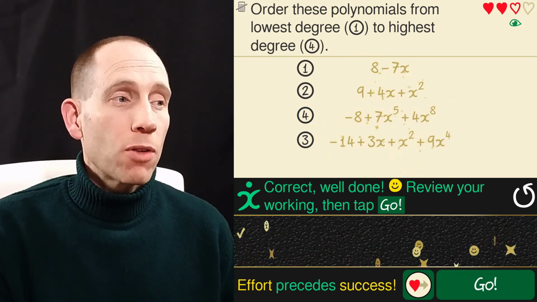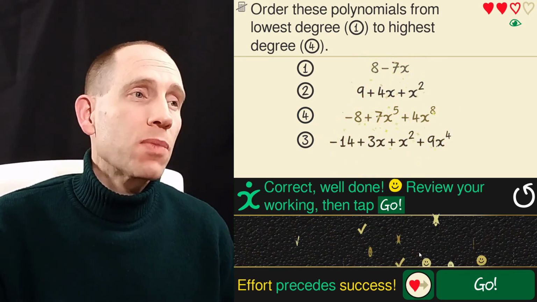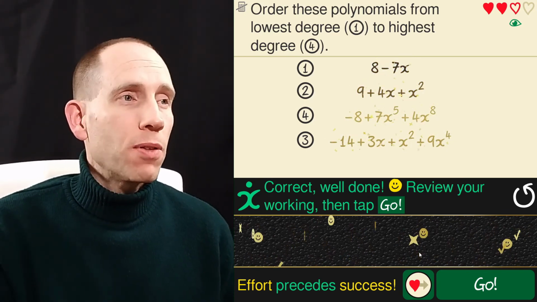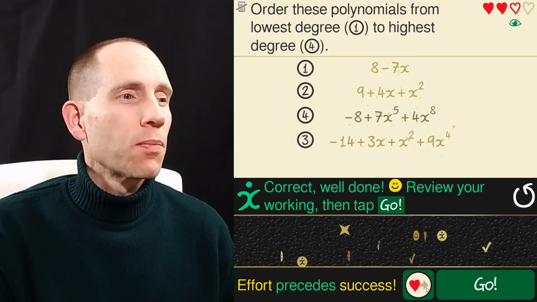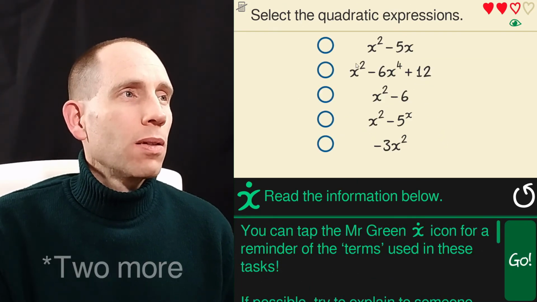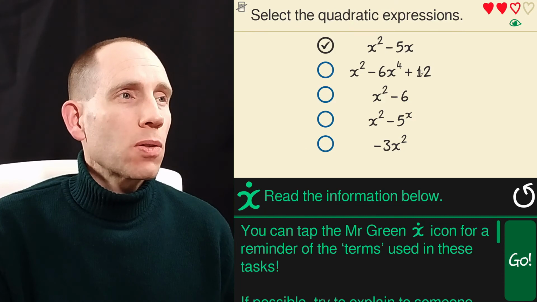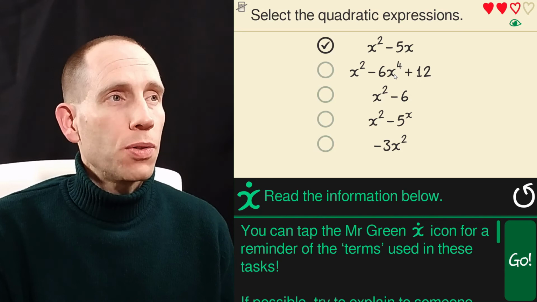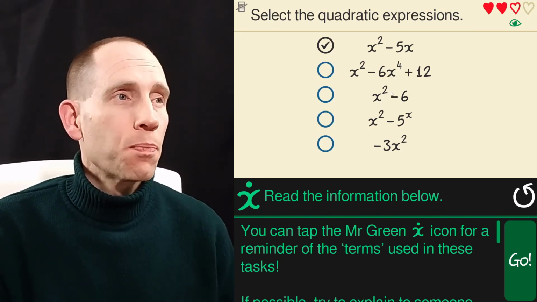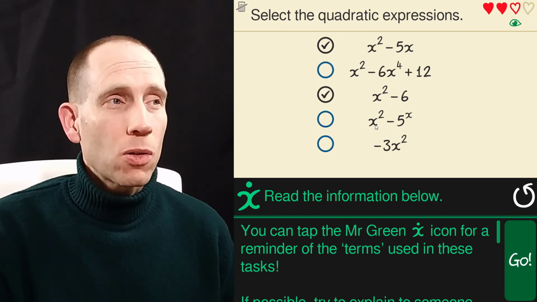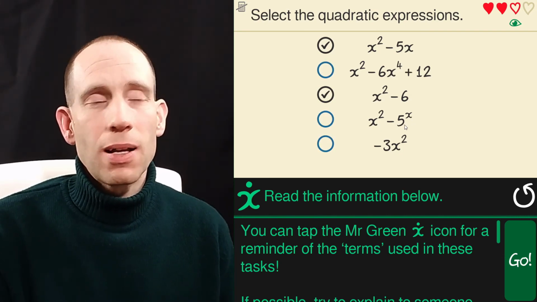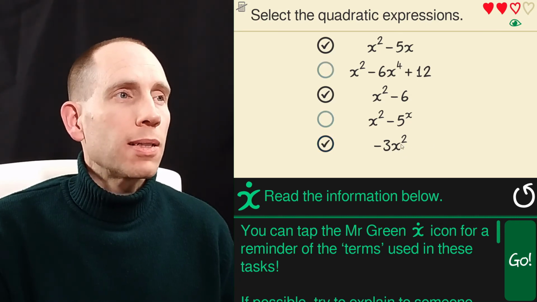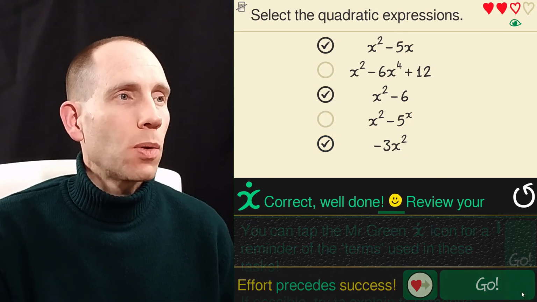Okay, and then I've got the progress button, so I could do a few more of these to get a bit of practice if I wanted to, or I could move on to the next section if I feel like I'm ready for that, if I'm happy with these definitions. Let's do one more. So select the quadratic expressions. This one's quadratic. This one's got a quadratic term, but it's also got a higher order term, so that's not a quadratic expression. That's quadratic. Again, that's got a quadratic term, but it's got something else that's not allowed for a polynomial. That's got an x in the exponent. That one is a quadratic term on its own, so that's a quadratic expression as well.